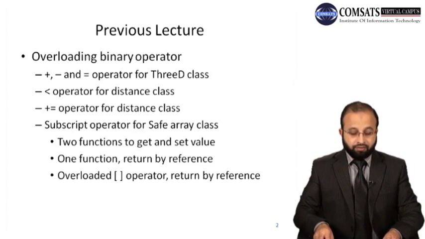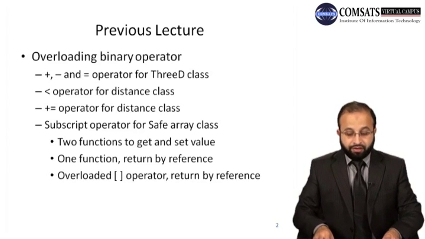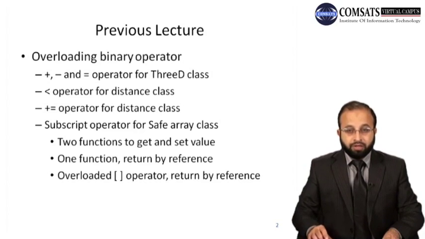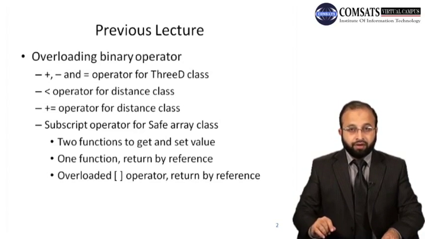And the third thing that we have seen is the overloaded subscript operator, that is returned by reference. So then we overload this subscript operator for the safe array class, and the overloaded function in the safe array class also returns the reference of the object. For example, when we have the overloaded function for the square bracket in the safe array class, then we can write a1 square brackets 2 is equal to 13. So अब इस particular case में safe array का जो overloaded function है that will be executed, right?